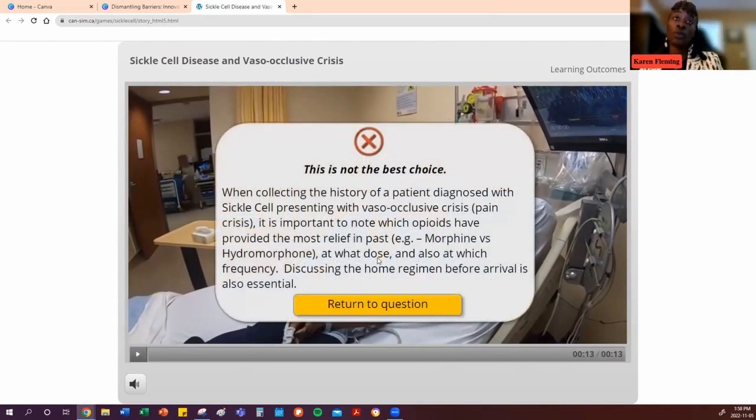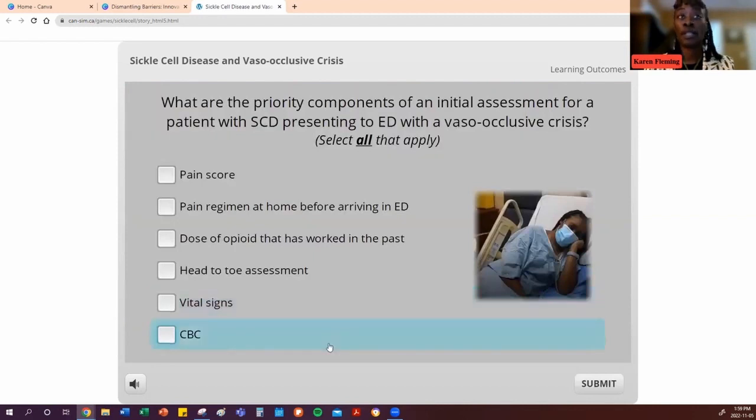And then also we ensure that we let the learner know what the right answer was meant to be. When collecting the history of a patient diagnosed with sickle cell, presenting with vaso-occlusive crisis, it is important to note which opioids have provided the most relief in the past, at what dose, and at what frequency, and that discussing the home regimen before arrival is also essential. If you return to the question, it will give you a chance to answer it correctly now, and then you'd see the other videos.